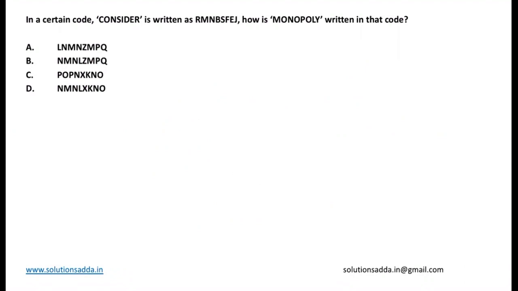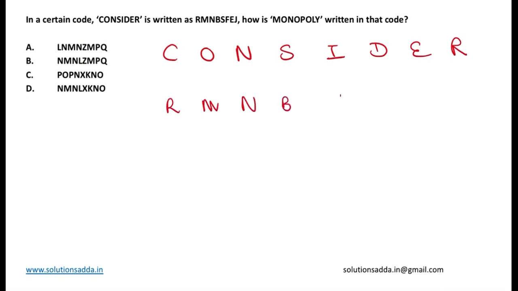This is an aptitude question. In a certain code, consider is written as R, M, N, B, S, F, E, J. How is monopoly written in the same code?